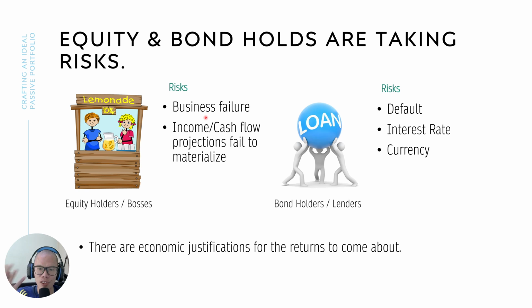So these are uncertainties. These are risks that you take on. Like it might work out or it might not work out. And because you take on this uncertainty, you might be rewarded. So the income and cash flow projections might fail to materialize.